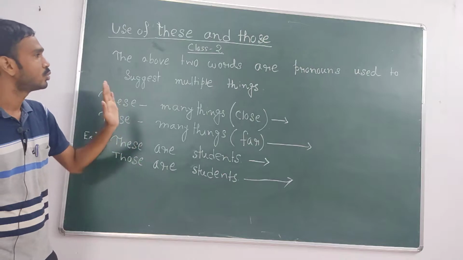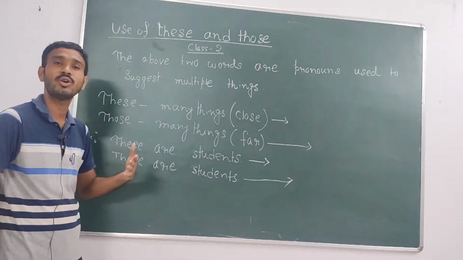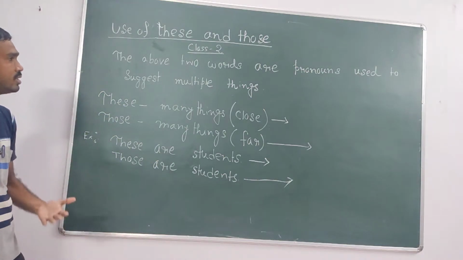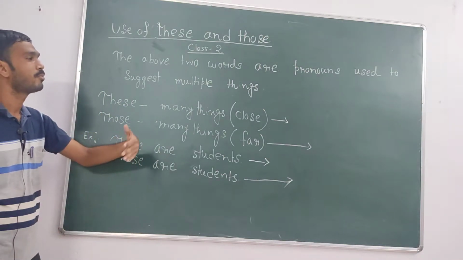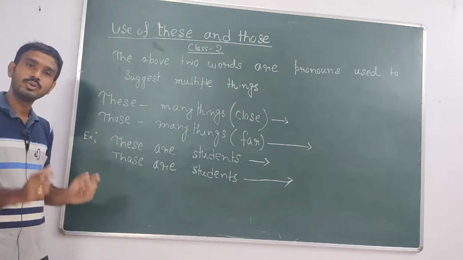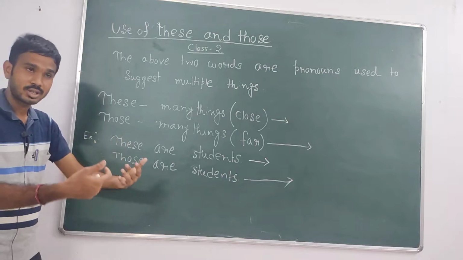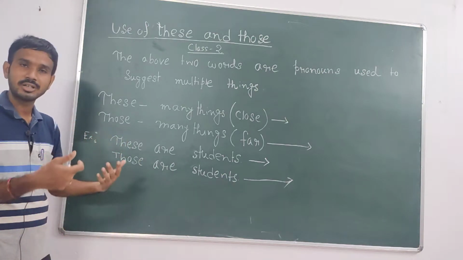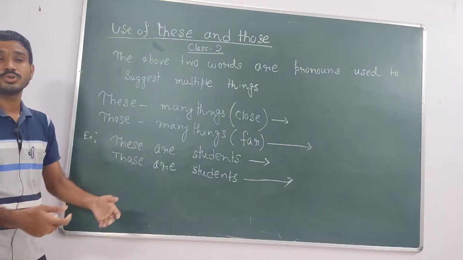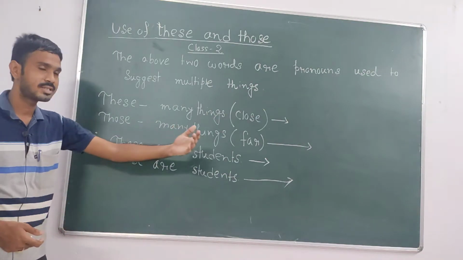So today's lesson is this: in the case of this and that, we are concentrating mostly on the singular. Here, these and those are mostly used to suggest plural things, that is, multiple things. Both cases are the same: these is used to suggest multiple objects that are close to us, and those is used to suggest objects that are far from us or at a distance from us.